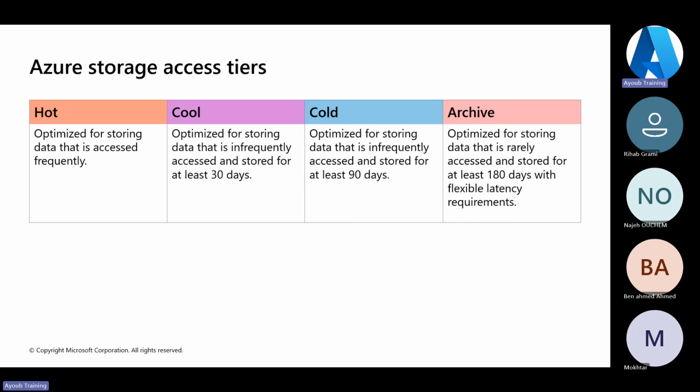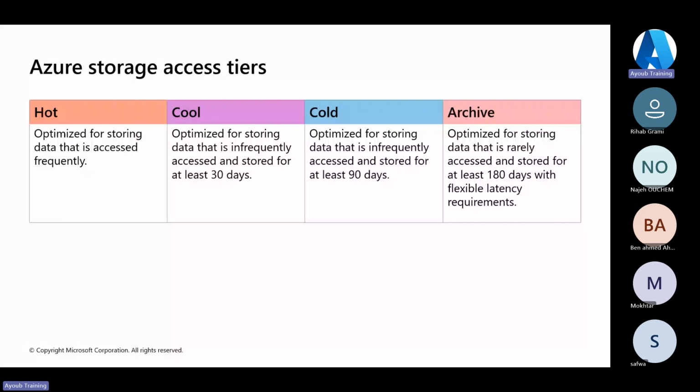So now we talk about cold. Cold is rarely used, so maybe at least 90 days. You need this data, but not every day and not every week. Sometimes someone asks you to look for a specific file from the last month or the last 2 months. It happens every time, especially with finance, accounting, etc. So this type is less frequently accessed than the others.